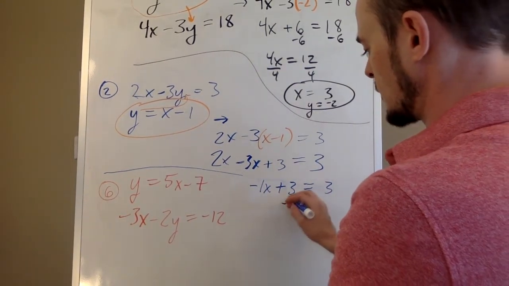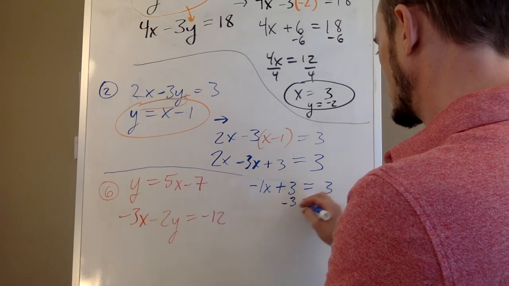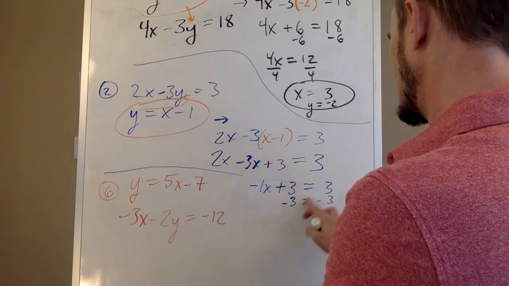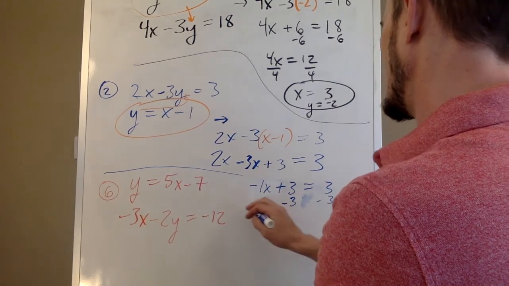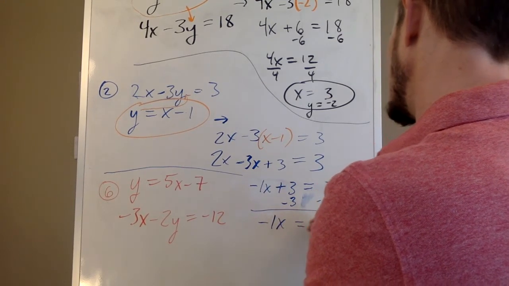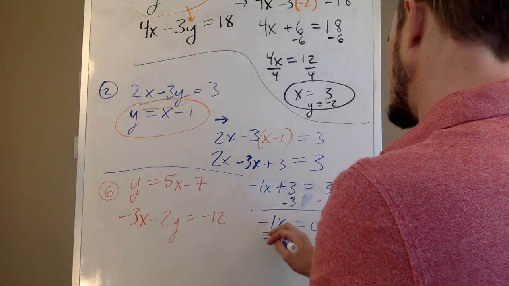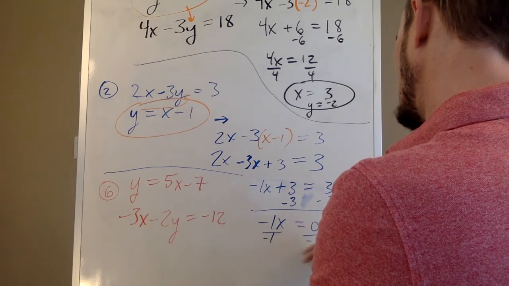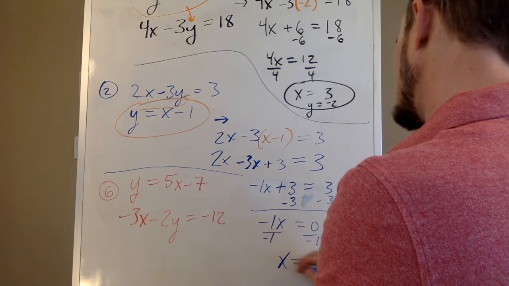Now let's subtract the 3's from both sides. And we get that negative 1x equals 0. We divide both sides by negative 1. We get that, in fact, x equals 0.